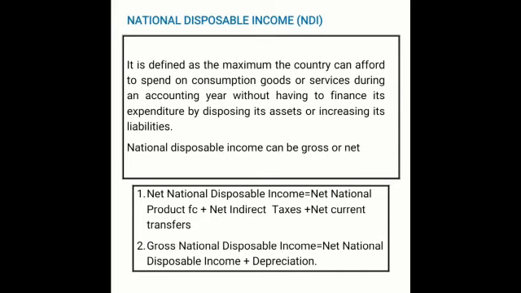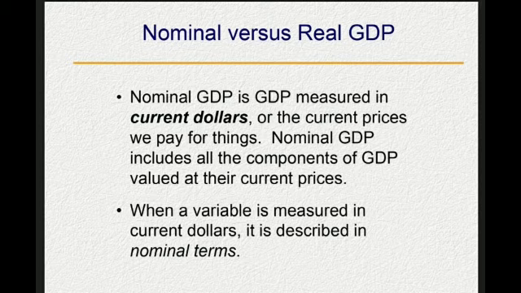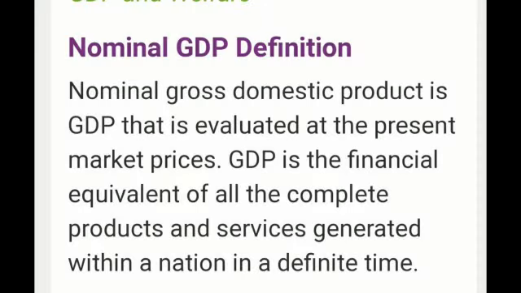Children, now let's learn about the GDP deflator. Before that, you have to be familiar with the terms nominal GDP and real GDP, because the GDP deflator shows the ratio between nominal GDP and real GDP. So we have to understand what nominal GDP is first. Nominal GDP is GDP measured in current dollars, or the current prices we pay for things. Nominal GDP includes all the components of GDP valued at their current prices. When a variable is measured in current dollars, it is described in nominal terms. That means the GDP calculated on the basis of current year prices is called nominal GDP.